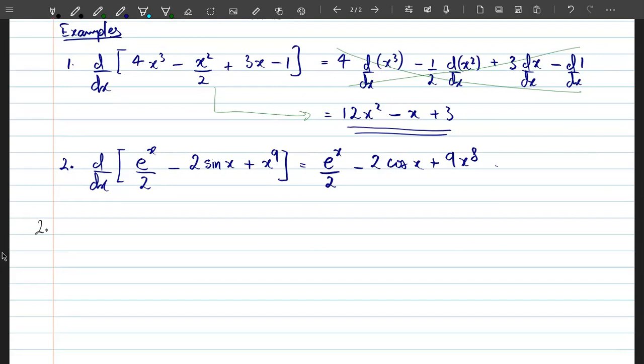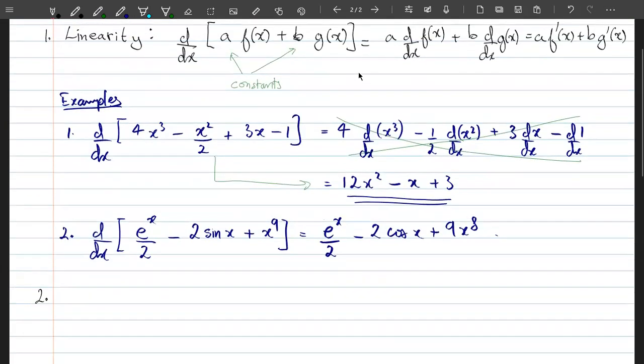But notice, if it had been e power 2x here, or e power x by 2, or sine 2x, then what could we have done? We cannot use linearity there because it is not f of ax, it is a f of x. So if a is multiplied to a function, and if we know the derivative of the function, so here we are assuming we know how to differentiate f of x, otherwise this will not help you. You can write this, but you cannot compute it.